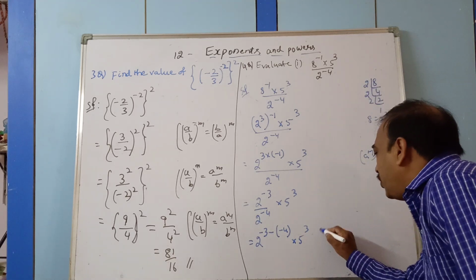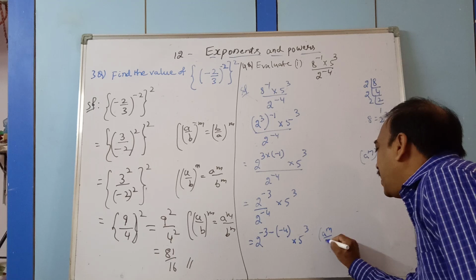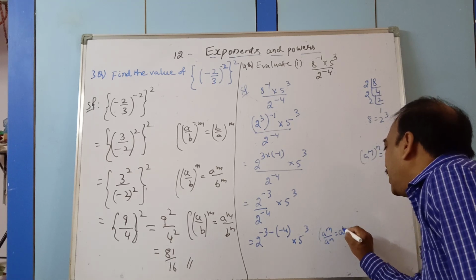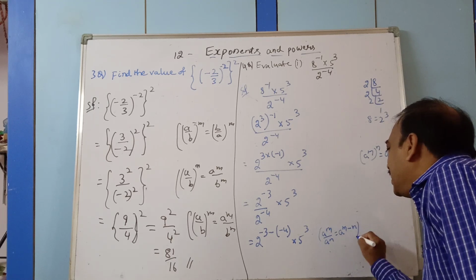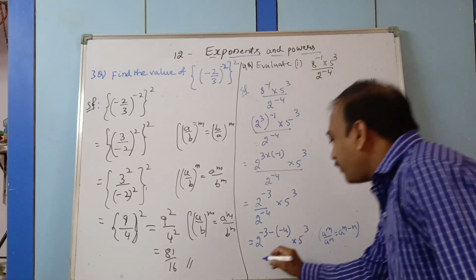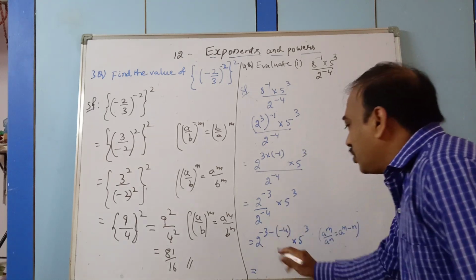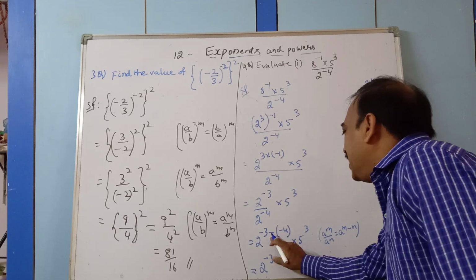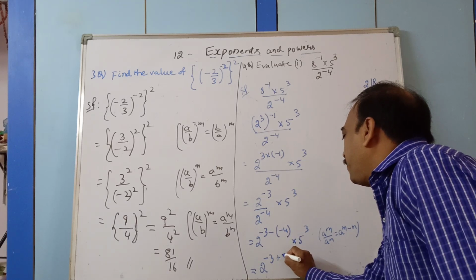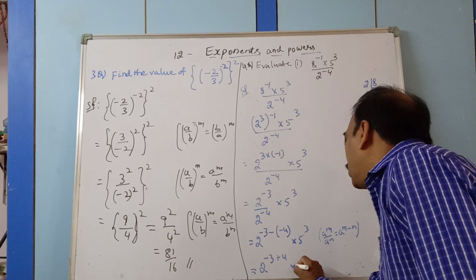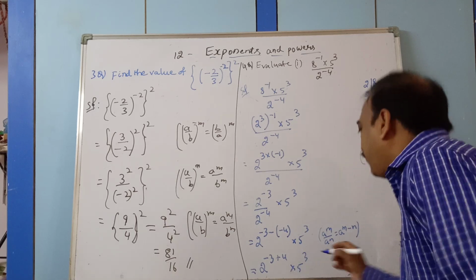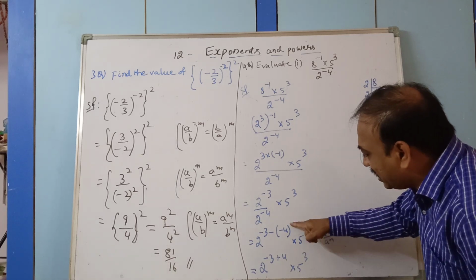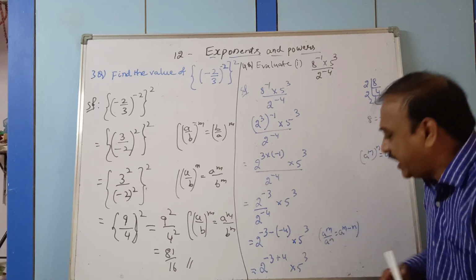Here which formula we used? a to the power m by a to the power n is equal to a to the power m minus n. Now next step you see, 2 to the power minus 3 minus into minus plus 4 into 5 to the power 3. You see the difference? This into is not in the power. This into is for 2 and 5.